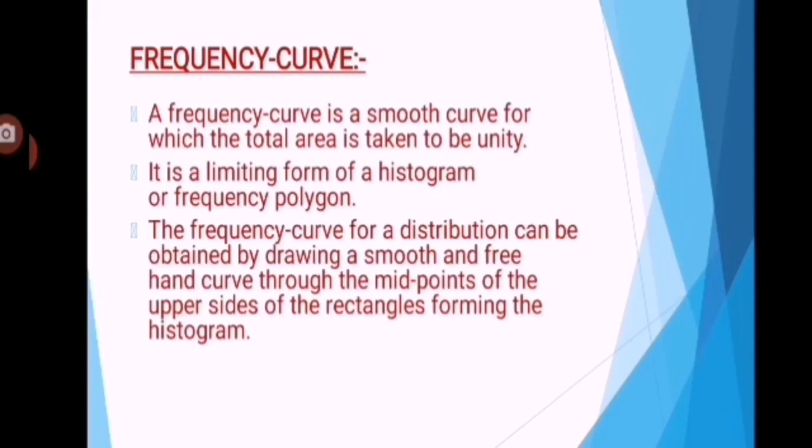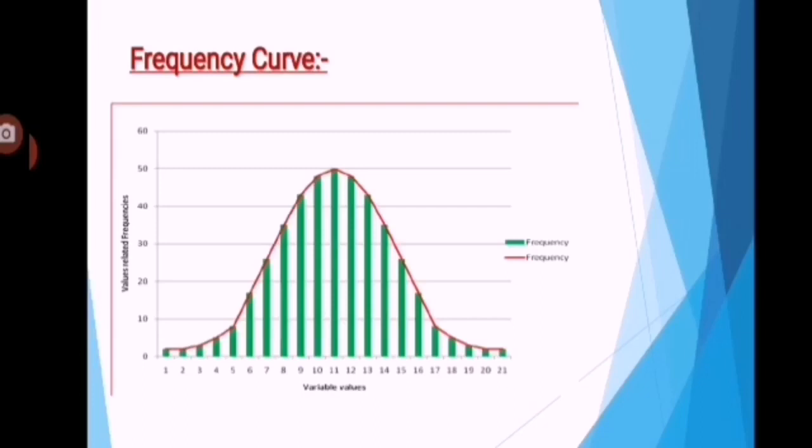Next we see the frequency curve. A frequency curve is a smooth curve for which the total area is taken to be unity. It is a limiting form of a histogram or frequency polygon. The frequency curve for a distribution can be obtained by drawing a smooth freehand curve through the midpoints of the upper sides of the rectangles forming the histogram. This is the frequency curve chart, with variable values on the x-axis and variable frequencies on the y-axis.